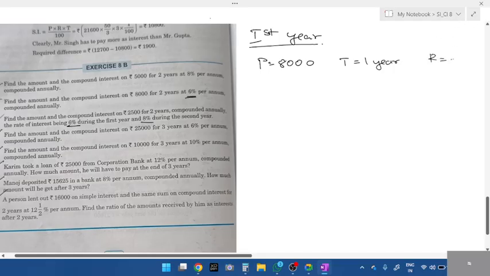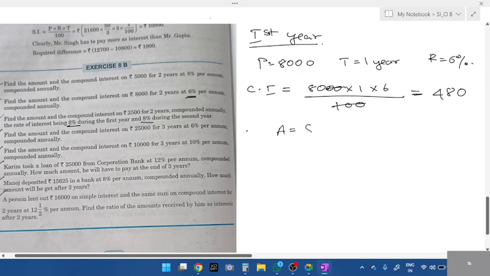Rate is equal to 6%. So compound interest is equal to PTR by 100. 8,000 into... So what's the compound interest? Is it 480? 480. Then what's the amount, students? Amount is equal to 8,000 plus 480, 8,480. Next, second year.